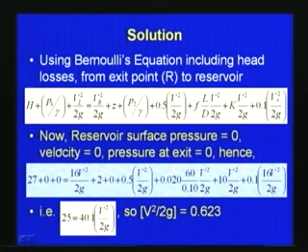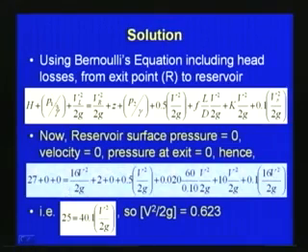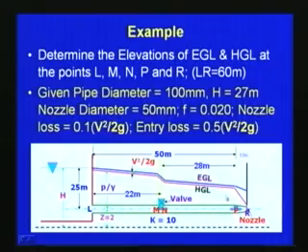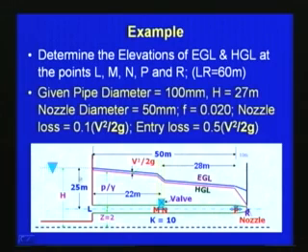With respect to the reservoir, H is the head, and P1 by gamma is the pressure head, and VL square by 2g, that is equal to VR square by 2g plus Z plus P2 by gamma plus 0.5 V square by 2g plus fL V square by 2gD plus K V square by 2g plus 0.1 VR square by 2g. So here we are writing Bernoulli's equation with respect to this location, and then with respect to the outlet of the nozzle here.